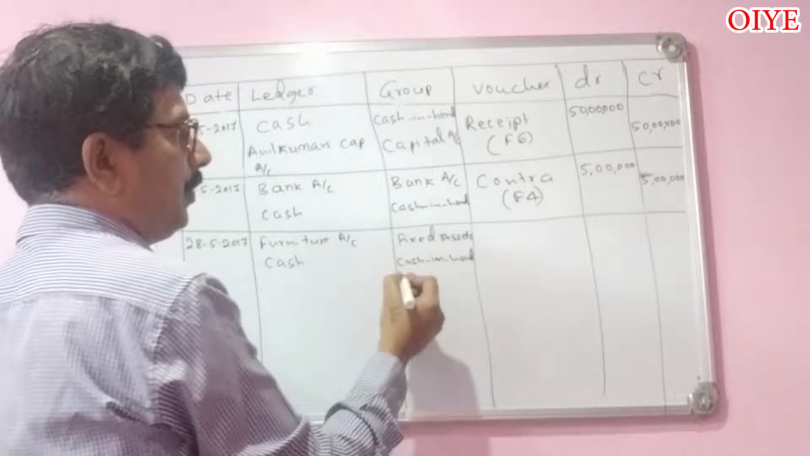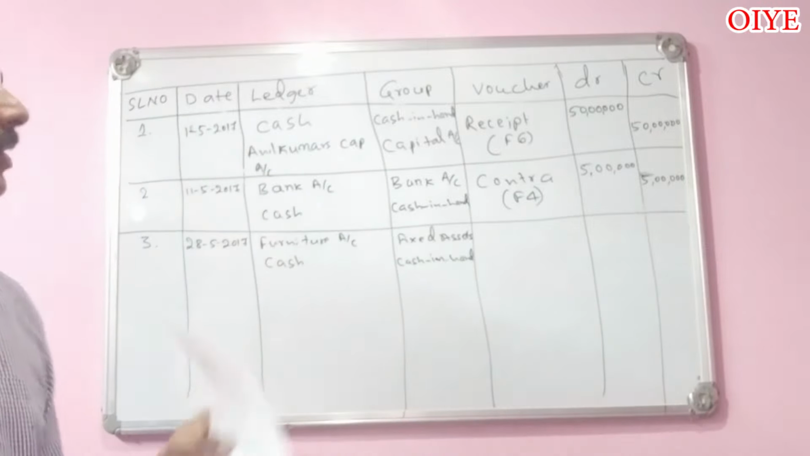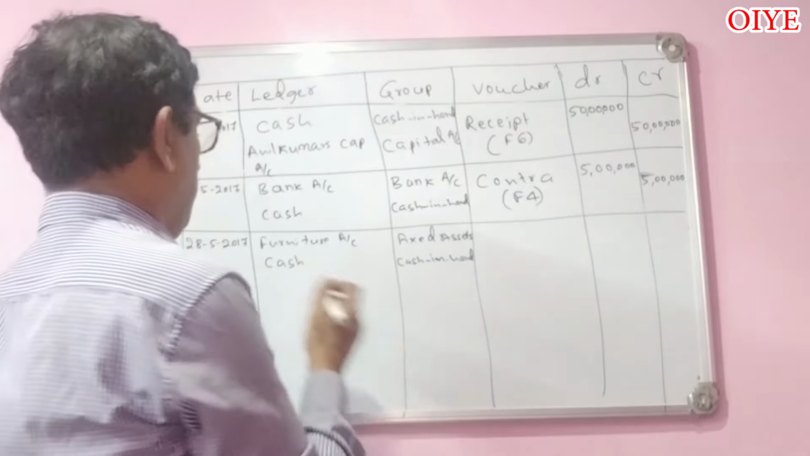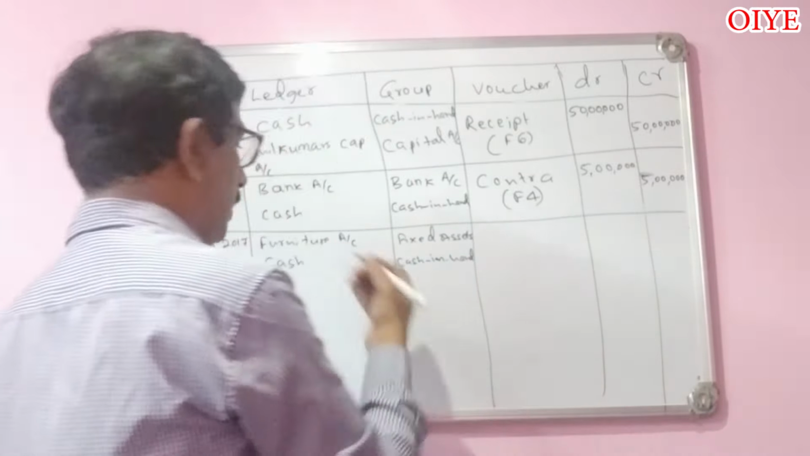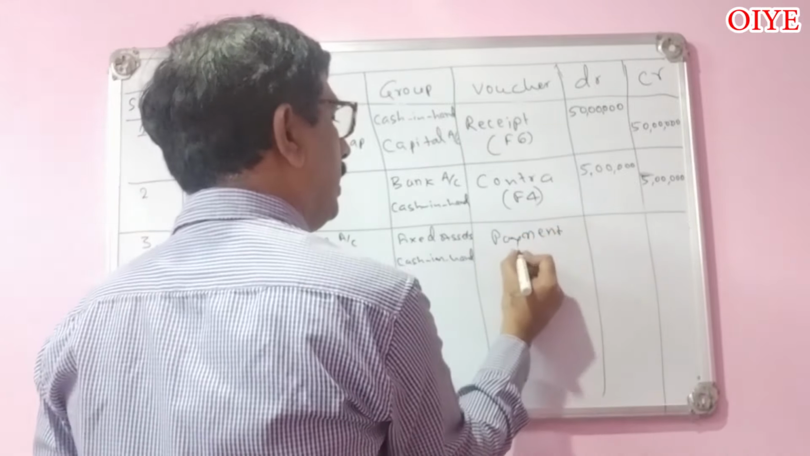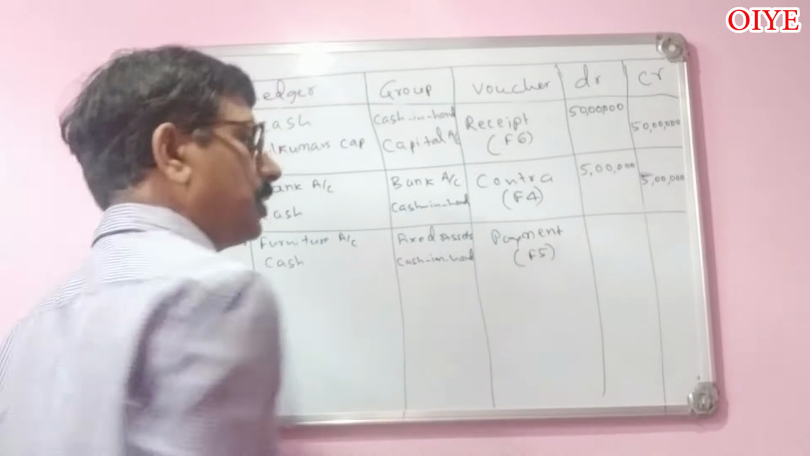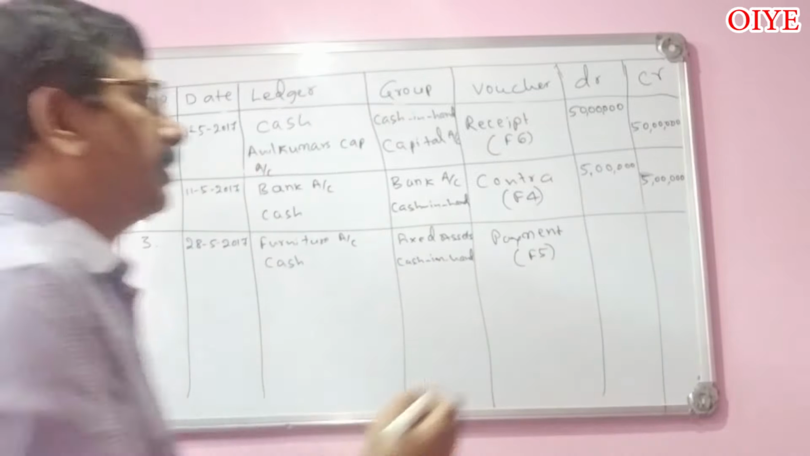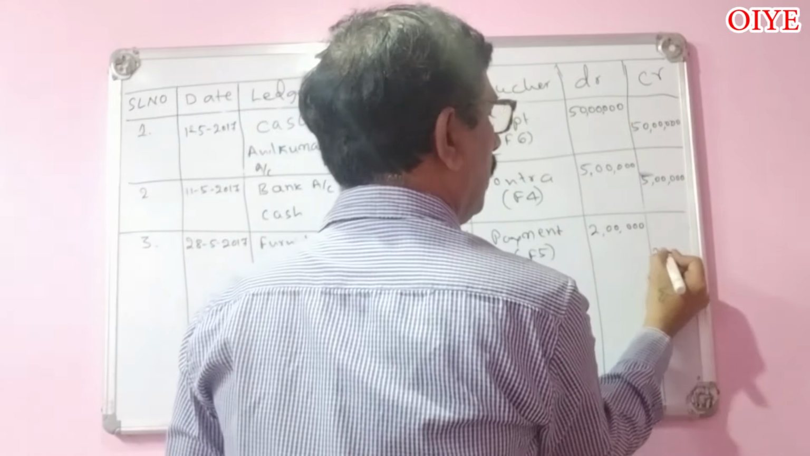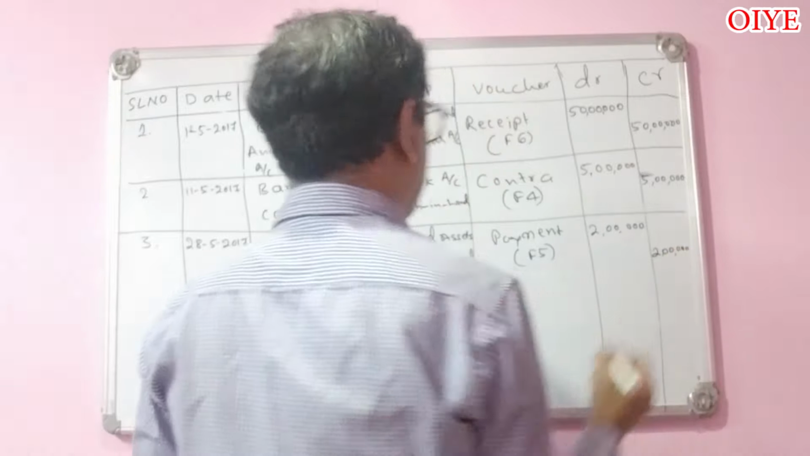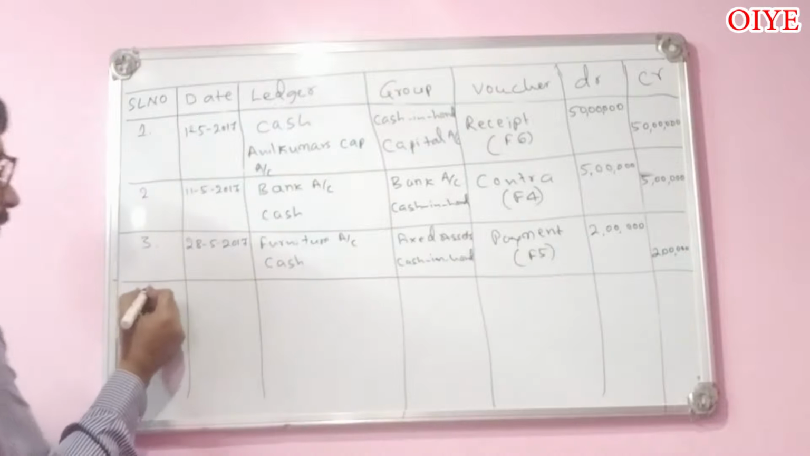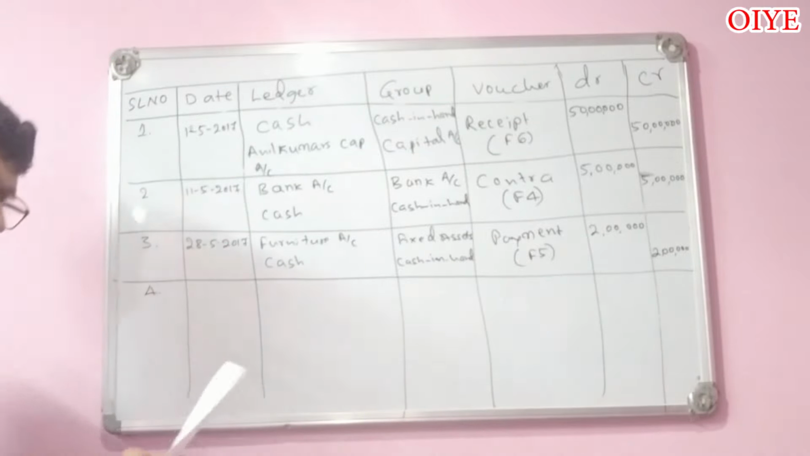Even though it is repeated, every time you have to write the group for the cash. Cash, cash in hand. And the voucher is, we are paying amount to purchase furniture. So, the voucher is payment, F5 is a shortcut key. And the amount is 2 lakh debit for the furniture and 2 lakh credit for the cash. So third entry is over.